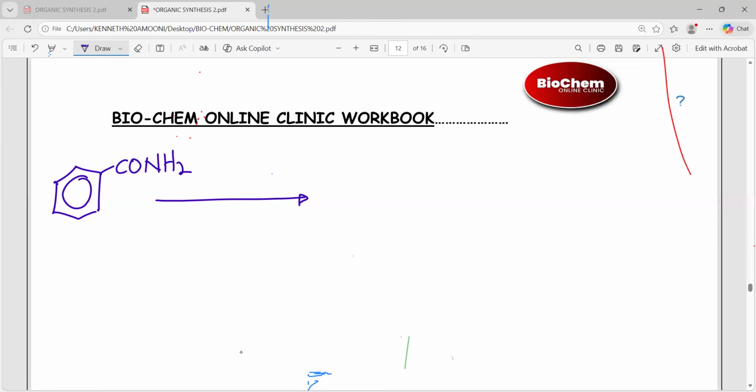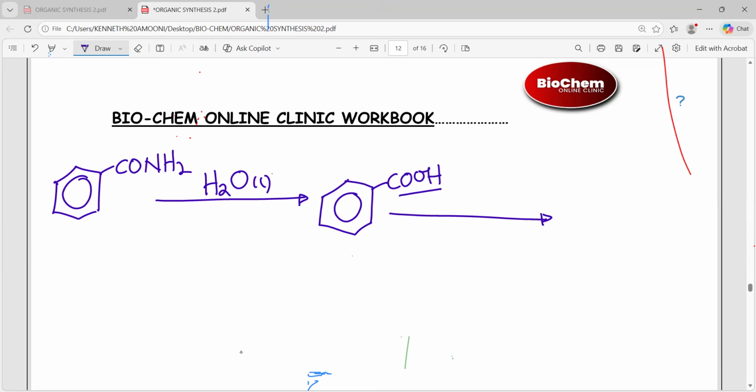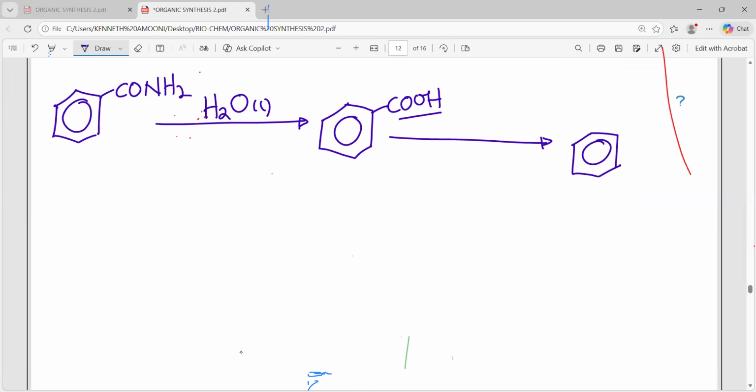We looked at that reaction and we say that here we can hydrolyze the amide with water. And once we hydrolyze it with water, it can be converted to a carboxylic acid. And then from there we can decarboxylate, remove the carboxyl group and we form benzene. Then from there we are now aiming at phenol. From there we use soda lime to decarboxylate. Soda lime, then we heat.